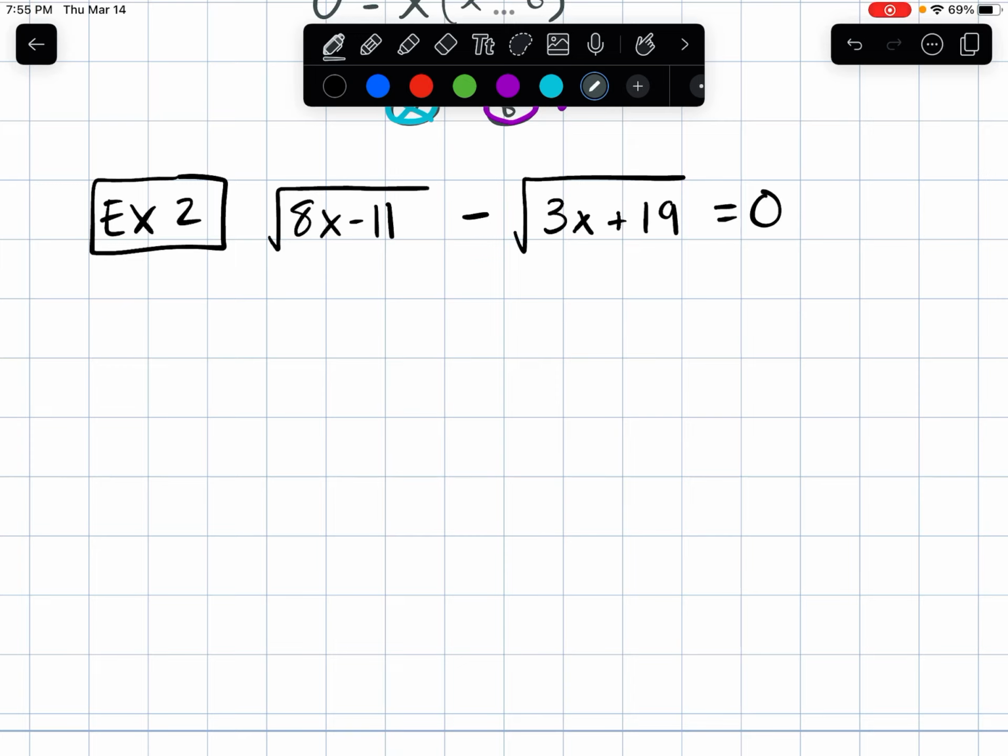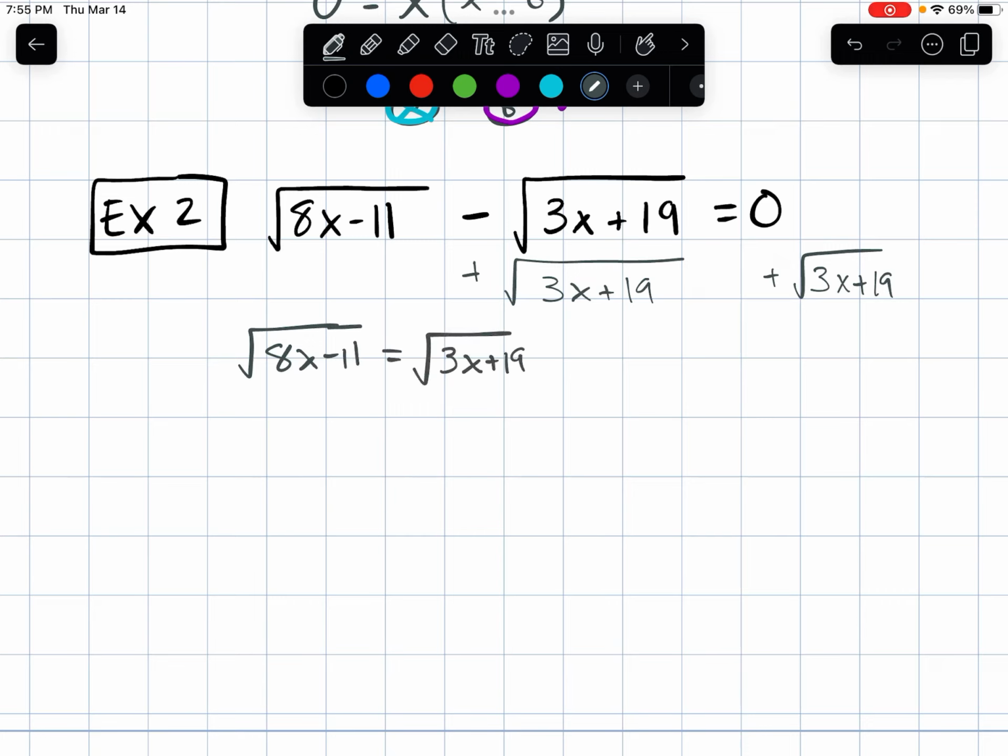Let's go ahead and try this second example here. All right, here we have the square root of 8x minus 11 minus the square root of 3x plus 19 equals 0. So let's go ahead and solve this. In this case, we have two radicals. So like we said, we want to isolate on either side. So I'm going to take this one and move it over to the right side by adding the square root of 3x plus 19 to both sides. So now we have the square root of 8x minus 11 equals the square root of 3x plus 19.